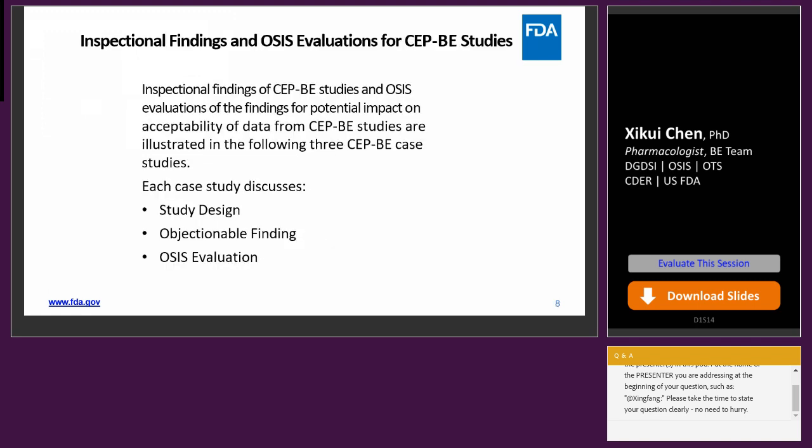Inspectional findings of clinical endpoint bioequivalence studies and OSIS evaluations of the findings for potential impact on acceptability of data are illustrated in the following three case studies. Those case studies are examples from previous inspections or recent record reviews for clinical endpoint bioequivalence studies. Each case study discusses study design, objectionable findings, and OSIS evaluation.